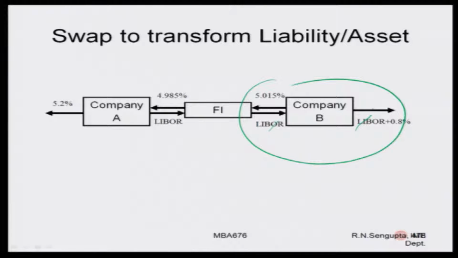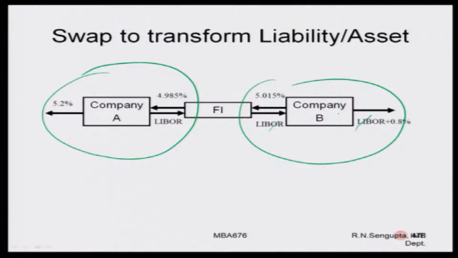Now, for company A, the third party was already there. So, now it is interacting not with B, but with the financial institution which is in between, but the interest rates have changed. In what way? Initially it was a fixed case for A, now it is a floating case for A. How? If you add up all these three, LIBOR is going out and the extra percentages which are going out over and above the LIBOR would be 5.2 minus 4.985. So, overall company A has converted its position from a fixed to a floating, while company B has converted its position from a floating to a fixed.